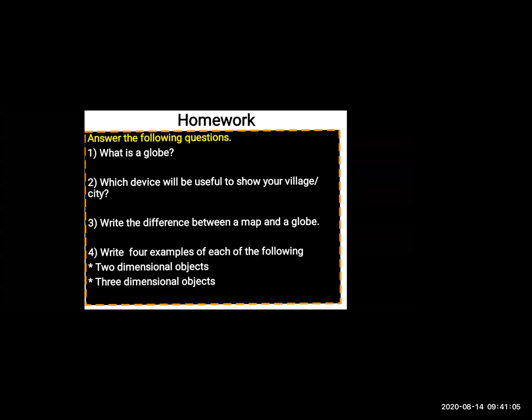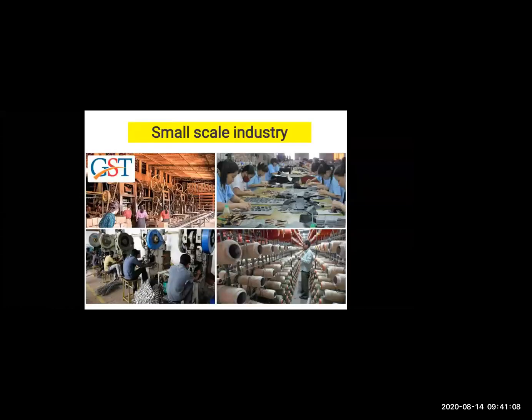Okay. Next, I just want to ask some questions. If you know the answer, just raise your hand. Don't give me a chorus answer, it will disturb everyone. First of all, tell me what is the two-dimensional object, whether it is map or globe? Which is a two-dimensional object, map or globe? Hello? Can anybody give the answer? Which is a two-dimensional object, map or globe?